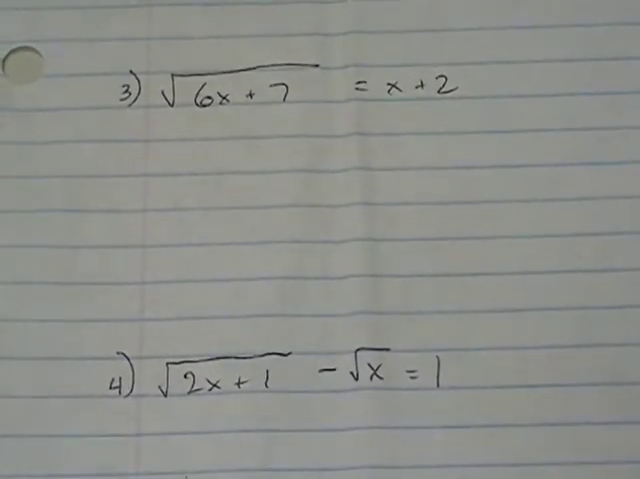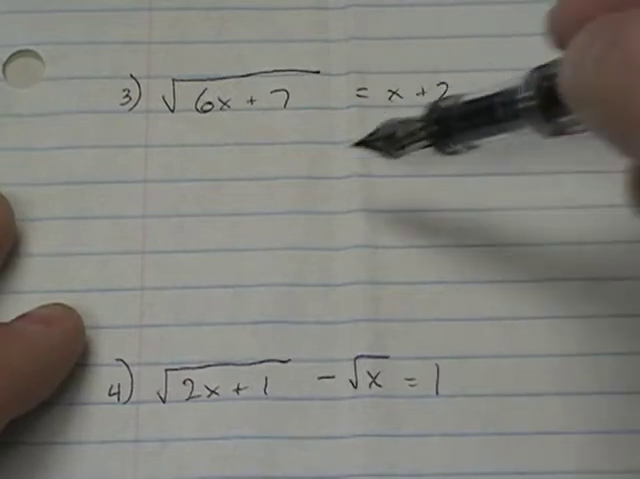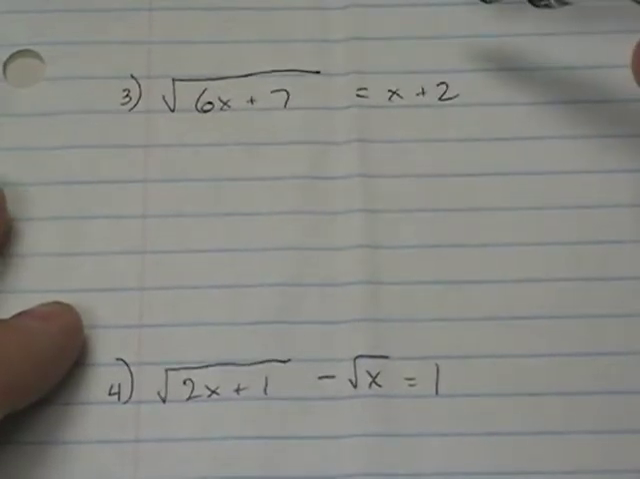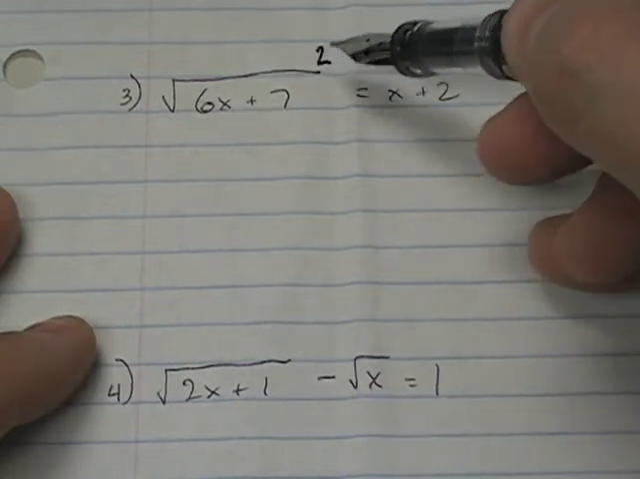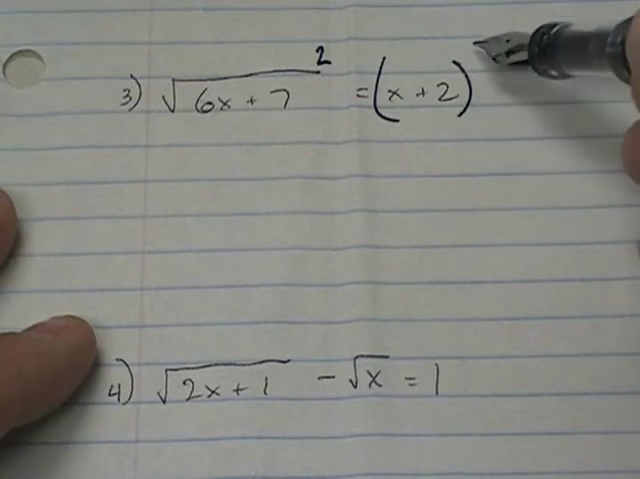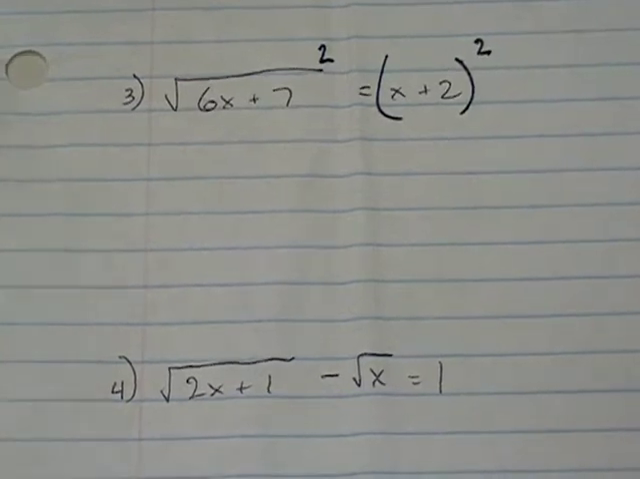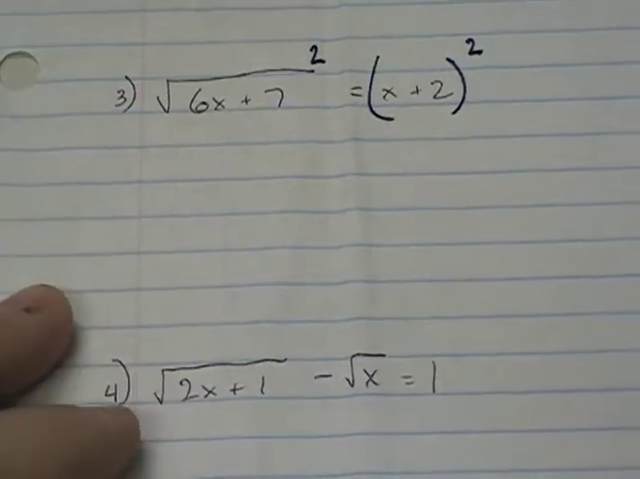So our next one, we've got the square root of 6x plus 7 equals x plus 2. Again, the first step would be to isolate the radical. Well, the radical's already isolated. So what do I do? I square both sides. So square this side and square this side.